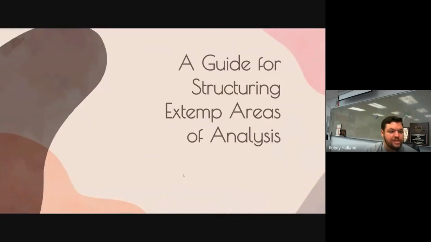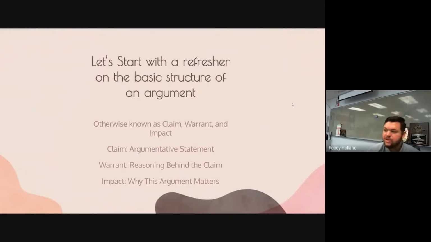So, a guide for structuring extemp areas of analysis. Just starting off with a bit of a refresher as to what the basic structure of an argument looks like across all speech and debate events. You've probably heard this one before. It's called claim, warrant, and impact. Those are the component parts of a complete argument in any form of debate.